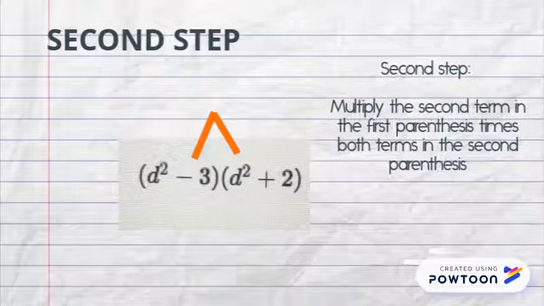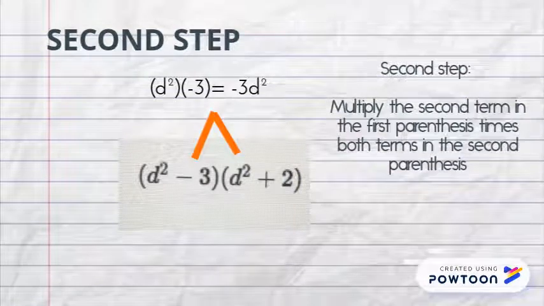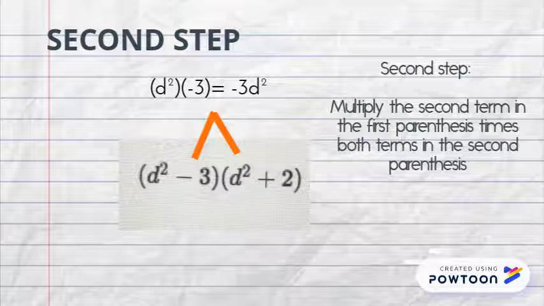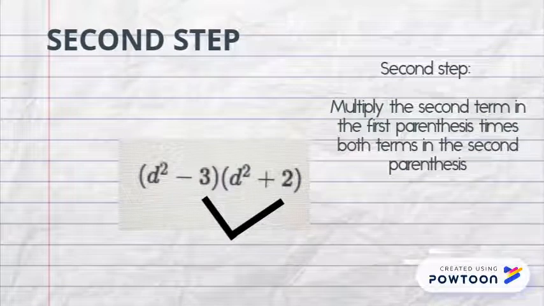After we completed the first step, the second step is to multiply the second term in the first parentheses times both terms in the second parentheses. In this case, negative 3 times d squared gives us an answer of negative 3d squared. And negative 3 times 2 gives us an answer of negative 6.